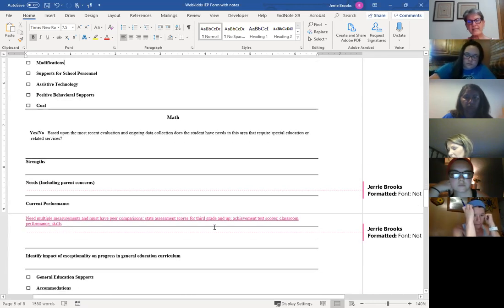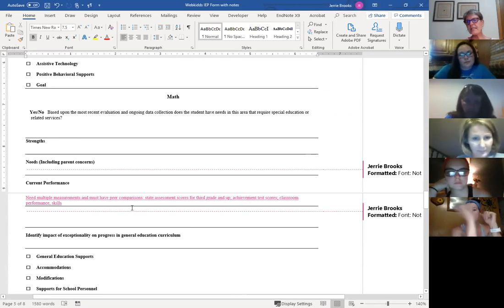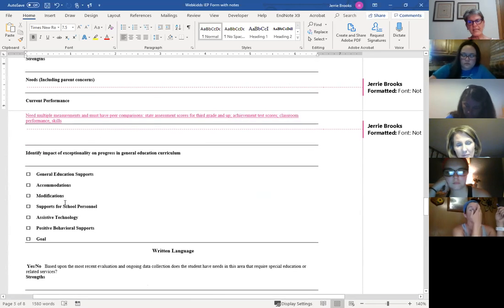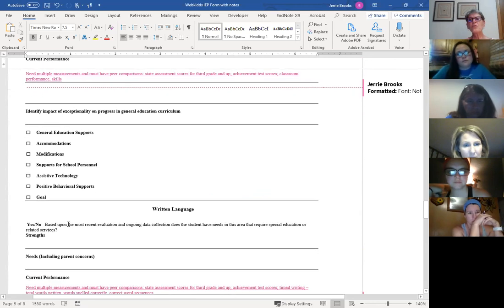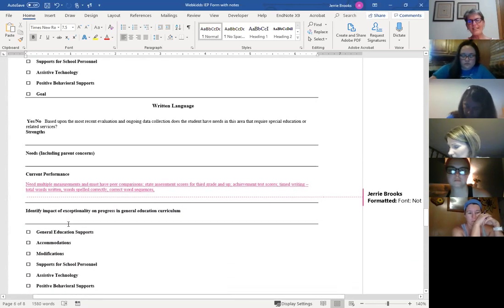And then on math, it's the same kind of thing. You need multiple measures, you need peer comparisons, so you're going to use state assessments. You're going to talk about achievement tests. You're going to talk about how they're doing in the classroom, what skills they learned and mastered. Okay. And then you're going to have an impact statement. And then we'll do this part later. Written language is the same thing again. Okay.